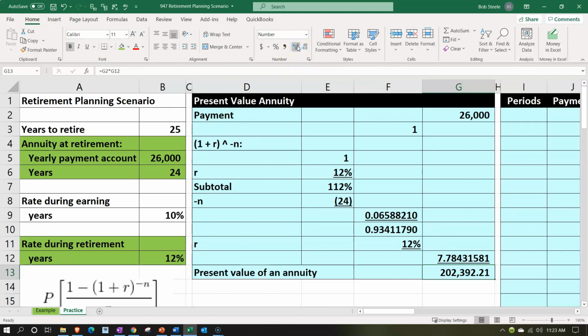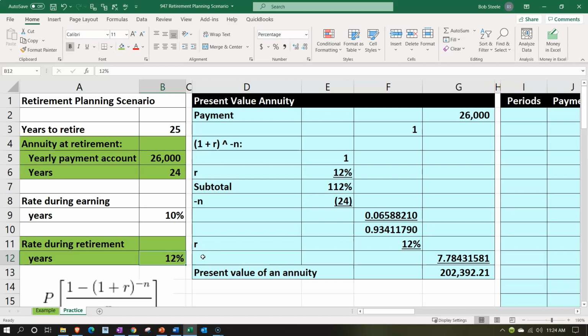So that means that we need 202,392.21 at the end of our 25-year period in order to put it into the annuity so that for 24 more years after that point, we will get $26,000 a year if we have and assume the rate, or if we have the rate as we do the annuity at the 12%.